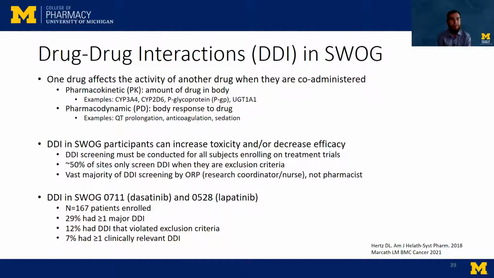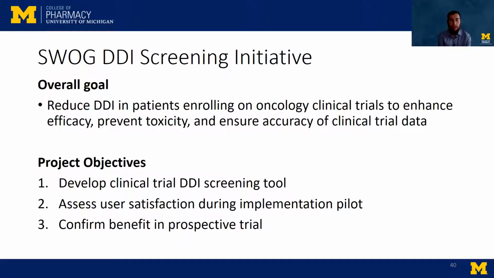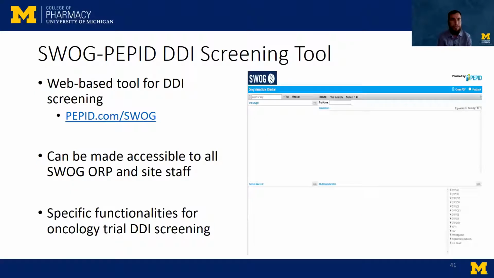Next slide, please. This led to the development of our SWOG drug interaction screening initiative, where we wanted to figure out how to reduce drug interactions in patients enrolling on SWOG clinical trials so we can enhance efficacy, prevent toxicity, and ensure the accuracy of the clinical trial data from the studies that we all spend so much time developing. I'm going to walk you through the three objectives, the completion of the first two and where we are in the third one. So if we move to the next slide, please.